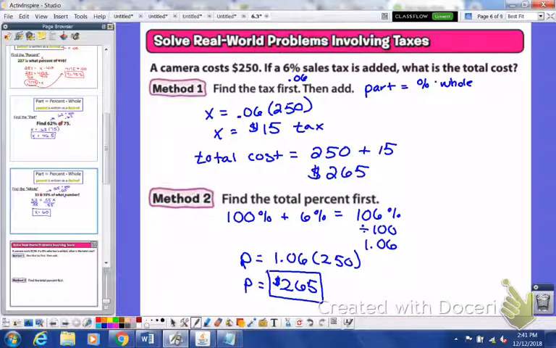So you decide, do you want to find your tax first and then add, or do you want to add your tax percentage at the beginning and then use your equation? Both methods obviously get you the same answer here, so you decide which one works best for you. All right, that is the end of lesson 3.